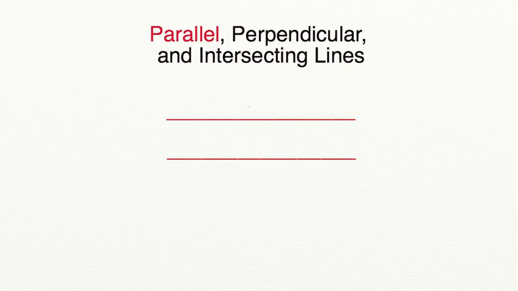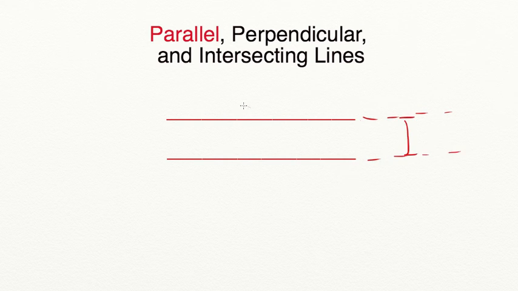Let's begin today's lesson discussing parallel lines. Now, parallel lines are lines that are on the same plane, which means they're not three-dimensional, and they're never going to intersect or cross each other. So they're always going to stay the same distance apart. So if these lines were to continue on forever, they would always be the exact same distance apart.